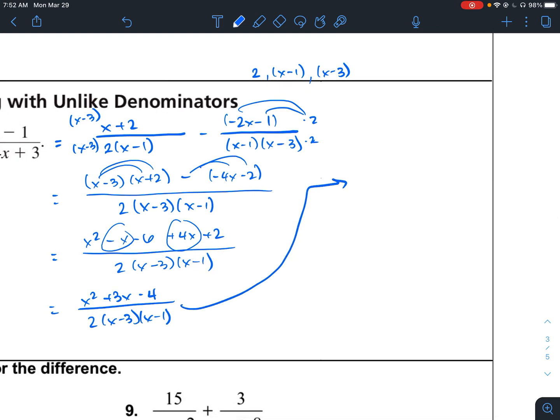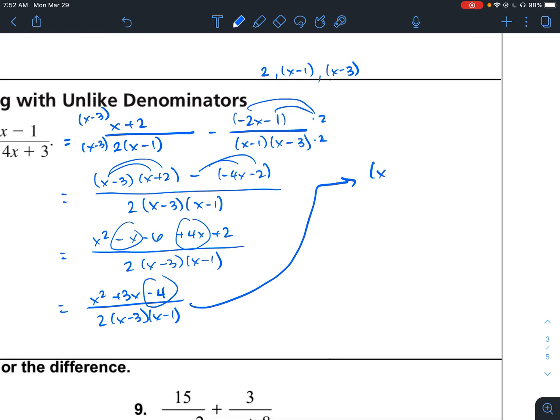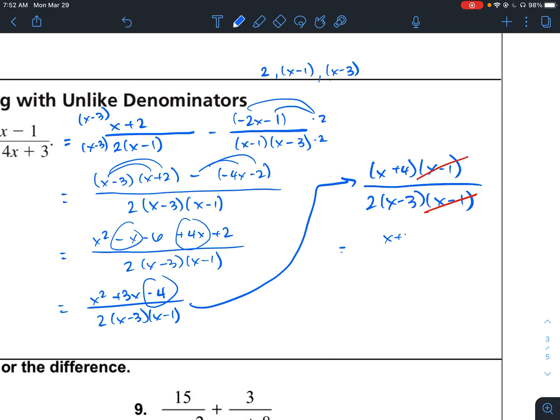Okay, now I'm going to move over here because I can factor the numerator into something new. I need to find two numbers that multiply to be negative 4 but add to be positive 3. So that would be x plus 4 and x minus 1, over 2 times x minus 3 times x minus 1. And you can see now that we have factors like those two that can cancel. And so I get x plus 4 divided by 2 times x minus 3.